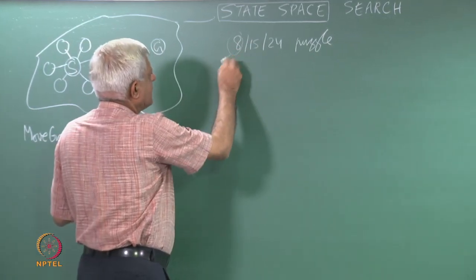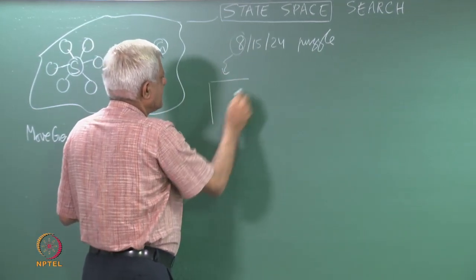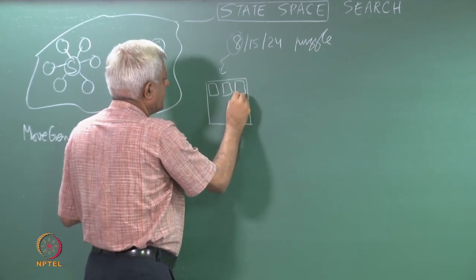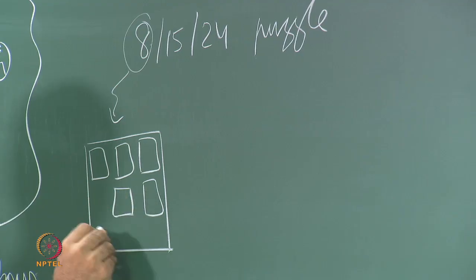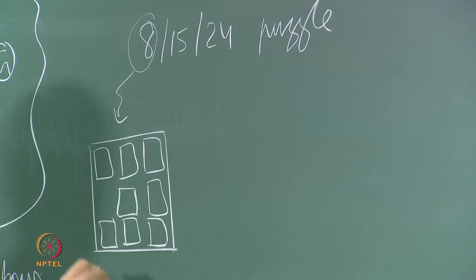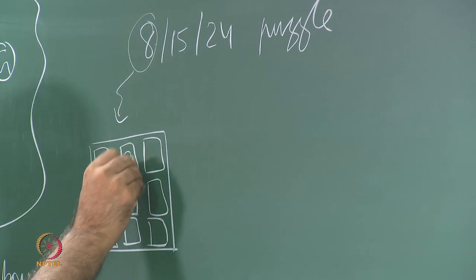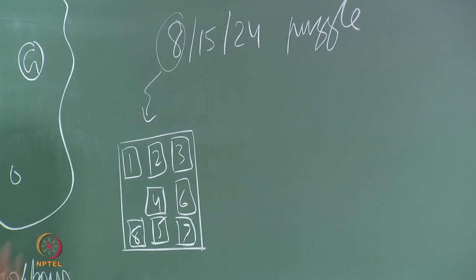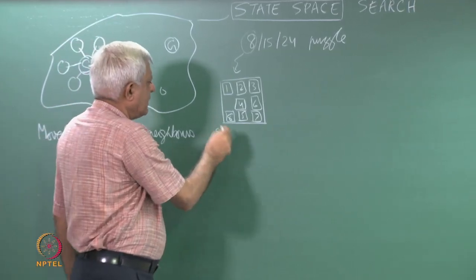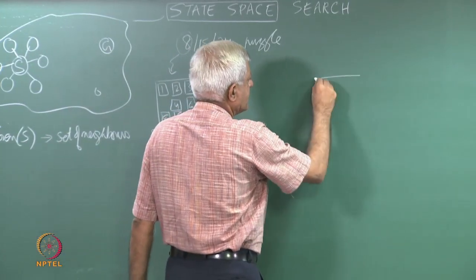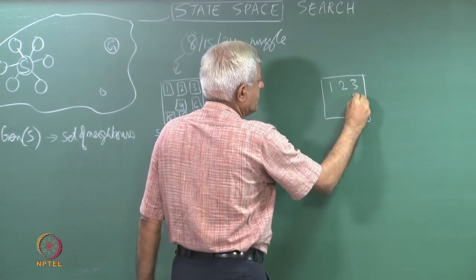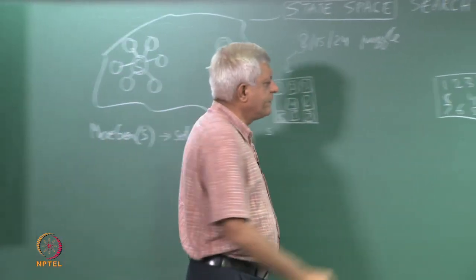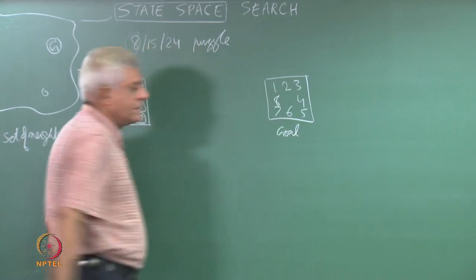The 8 puzzle in particular, and you must have seen this, has 8 tiles, that is why it is called the 8 puzzle. And these tiles have labels on them, let us say numbers 1, 2, 3, 4, 5, 6, 7, 8, and this is let us say the start state, and the goal state could be something like 1, 2, 3, 4, 5, 6, 7, 8. I am not drawing the tiles there, just the goal state.